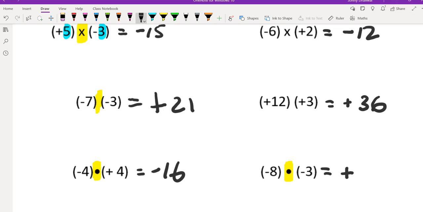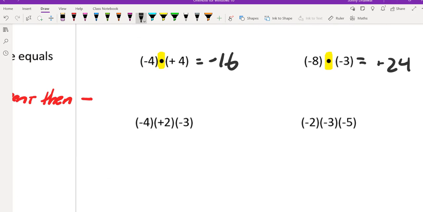Okay. 24. Now, remember, I'm not sure if I talked with you guys about this. A positive number, I think I talked about it, doesn't need to show the plus sign. So you could have just written down 24. That's completely acceptable. Or just 36. You don't need the plus sign there. Negative numbers, you need to show the sign. Positive numbers, you don't need to show that sign.